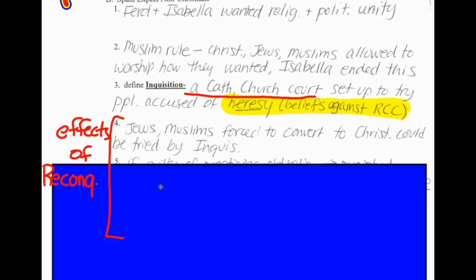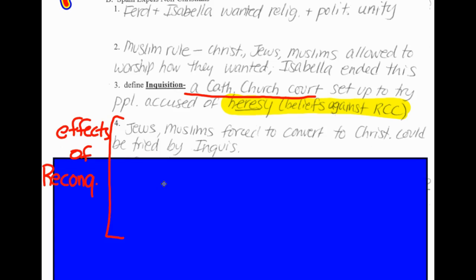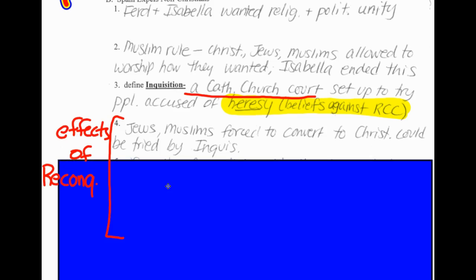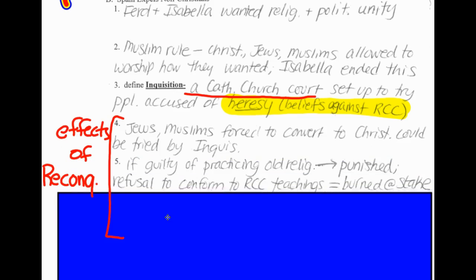This next little section talks about effects of the Reconquista. Jews and Muslims were forced to convert, and then they might be brought to the church court of the Inquisition if they were suspected of practicing their old religions, because being forced to convert, not all of them, I mean, it wasn't sincere, they were forced to do it or they were going to get killed.